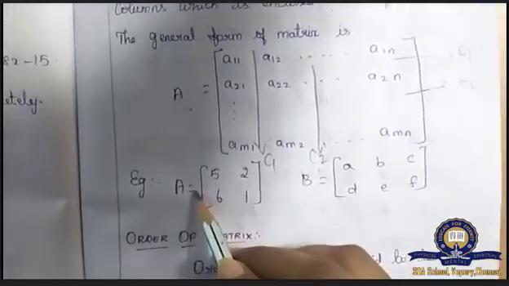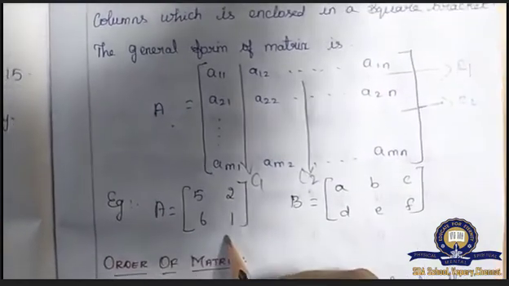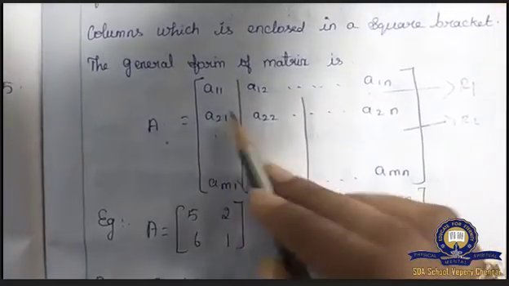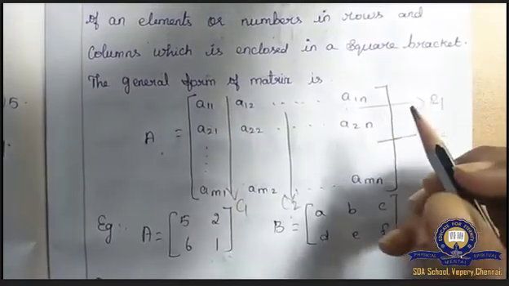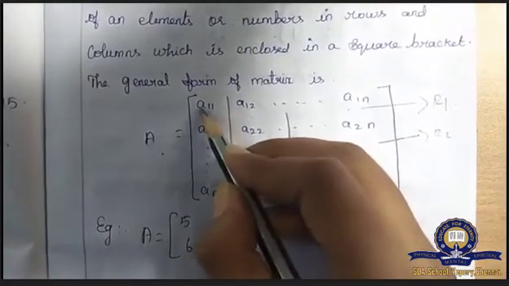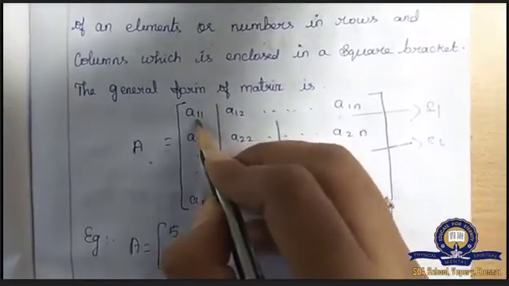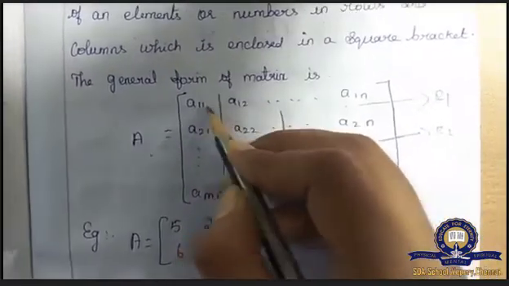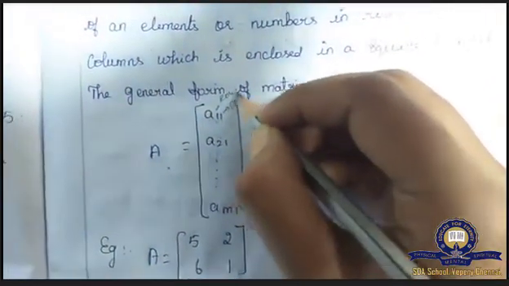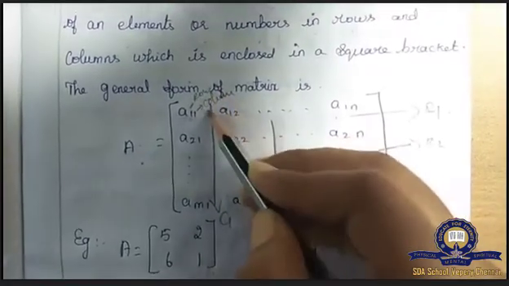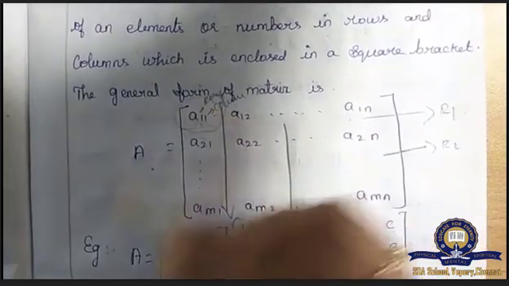Now compare. Here I have given one example, right? A is equal to 5, 6, 1. Now I am going to compare this example with the general form. What is A11? What do you mean by A11? A11 is an element, any number which is in the place of 1 and 1. This one is considered as the row and this one is considered as the column. So first row and first column. So the element will be A11.